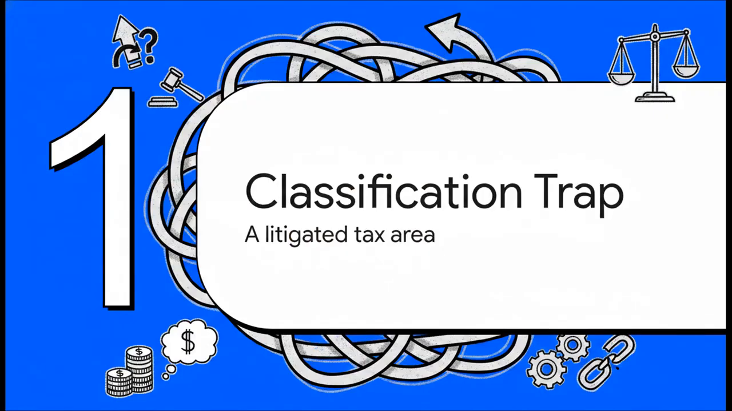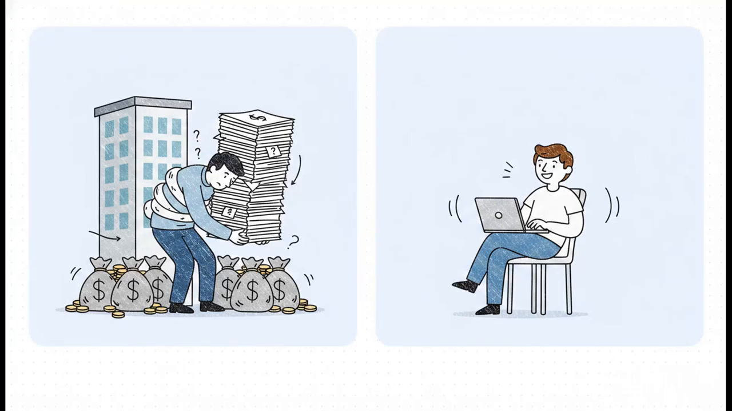Section 1, the worker classification trap. This is arguably one of the most litigated areas in all of small business tax. And looking at these two columns brilliantly illustrates exactly why it's such a trap. I mean, look at the economic reality here. As a founder, that W-2 column represents a really heavy administrative burden. You've got employer-side payroll taxes, workers' comp premiums, unemployment insurance, and benefits administration.